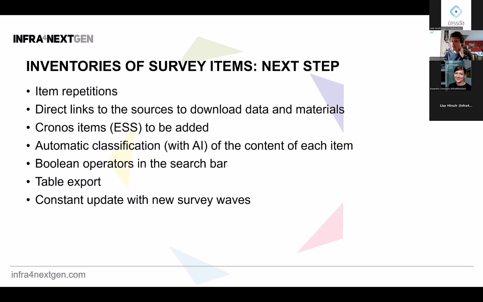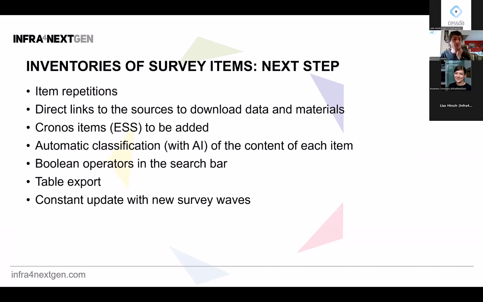So item repetitions in different ways on the same survey infrastructure. So a column telling you in which survey wave and year the item was present. So if you want to do some longitudinal analysis, this is very useful. And we also want to provide you with direct links to the sources to download the data. So again, you don't have to go to other websites, but just click and add the material you need. And we want to add also Chronos items, which is another survey part of the ESS. We want to add this inventory also for the Chronos items and put them in this tool.